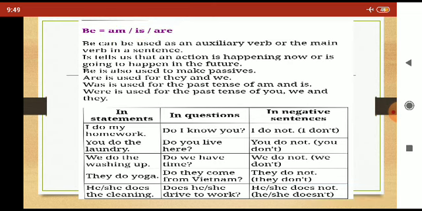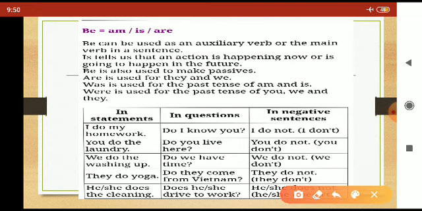Be can be used as an auxiliary verb or the main verb in a sentence. It tells us that an action is happening now or it is going to happen in the future. It is used to make passives, and are is used for they and we. Was is used for the past tenses of am and is. Were is used for the past tense of you, we, and they. Now we will go to the examples.